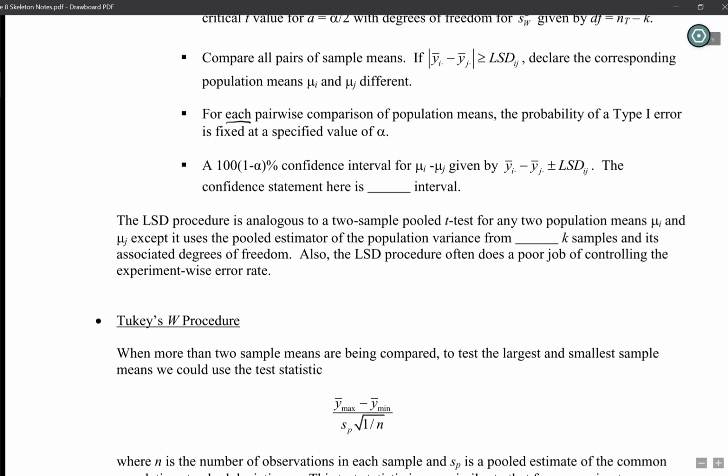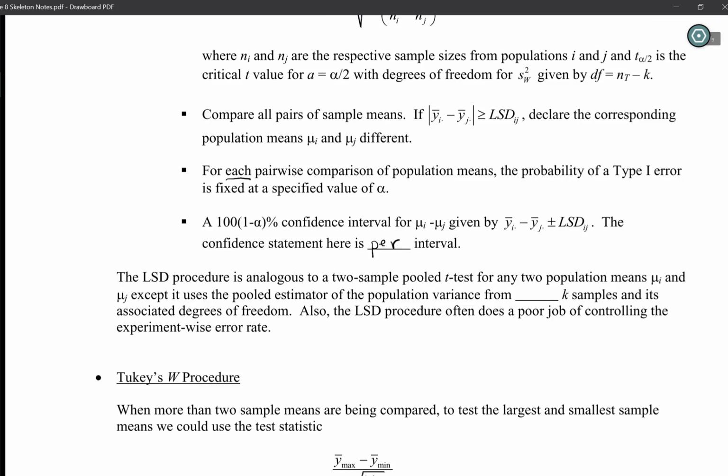Now, the thing about this confidence interval is that the confidence statement here is per interval. So we're 95% sure that the difference in the two population means is between some lower bound and some upper bound. That 95% would just apply to that particular interval and not all of the intervals. All right. Now this LSD procedure, perhaps you've seen this, it's analogous to a two-sample pooled t-test.